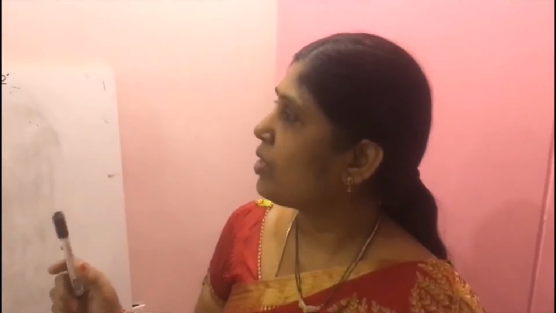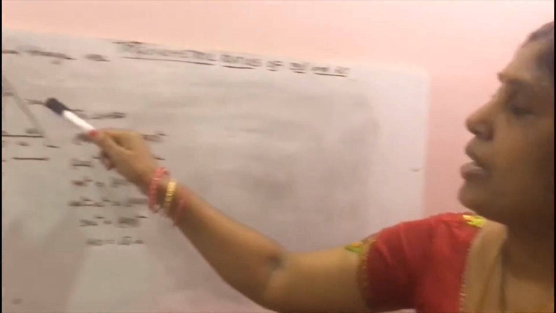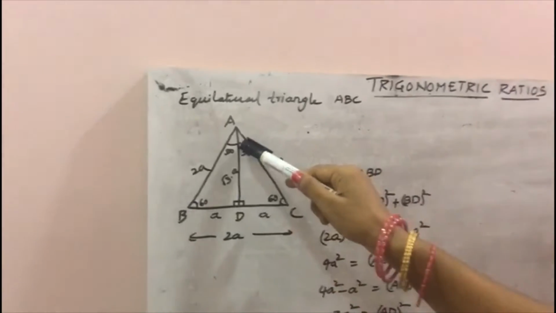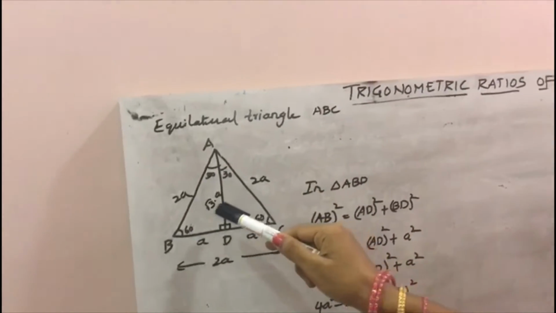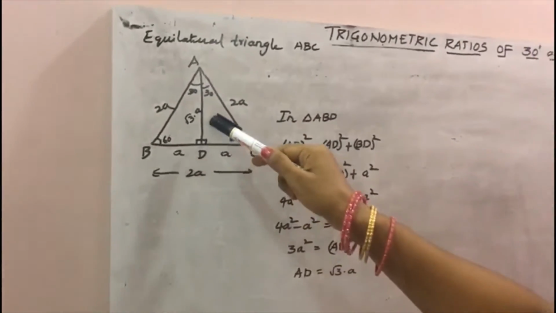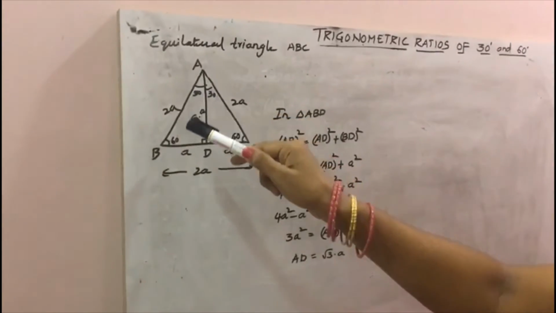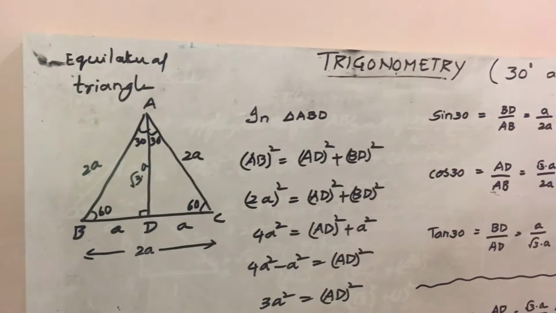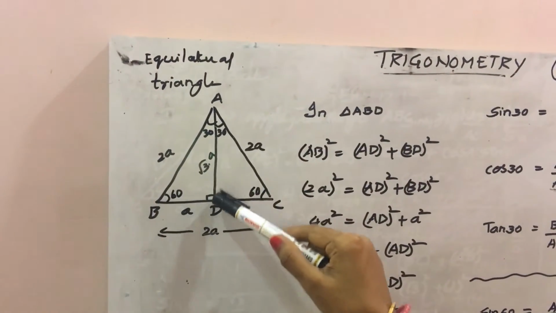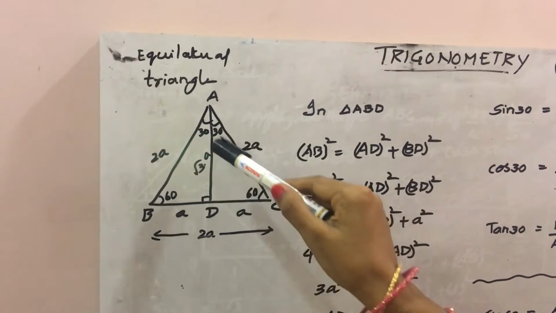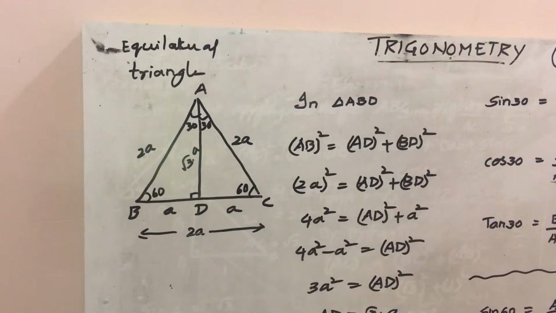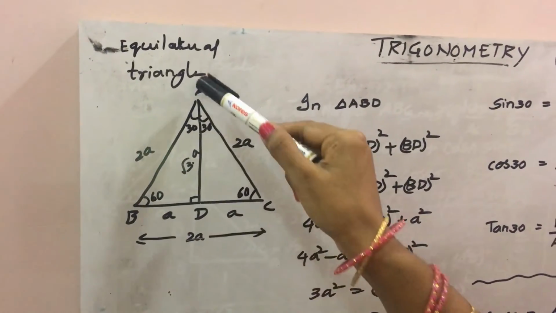Let us find out the trigonometric ratios of 30 degrees and 60 degrees. If we consider an equilateral triangle, if we draw a perpendicular through A, it divides the triangle into two equal right angle triangles of angles 30 degrees, 60 degrees and 90 degrees each. Take this triangle ABD. See the triangle ABD. In this triangle, we know BD length is A and also we know the hypotenuse is 2A. It is also a right angle triangle.